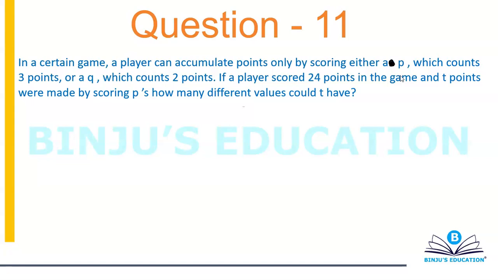Alright, let's see what we can do with this one. In a certain game, a player can accumulate points only by scoring either a P, which counts 3 points, okay, so P is going to give you 3 points, or a Q, which is going to give you 2 points. If a player scored 24 points in the game and T points were made by scoring P's, then how many different values could T have?